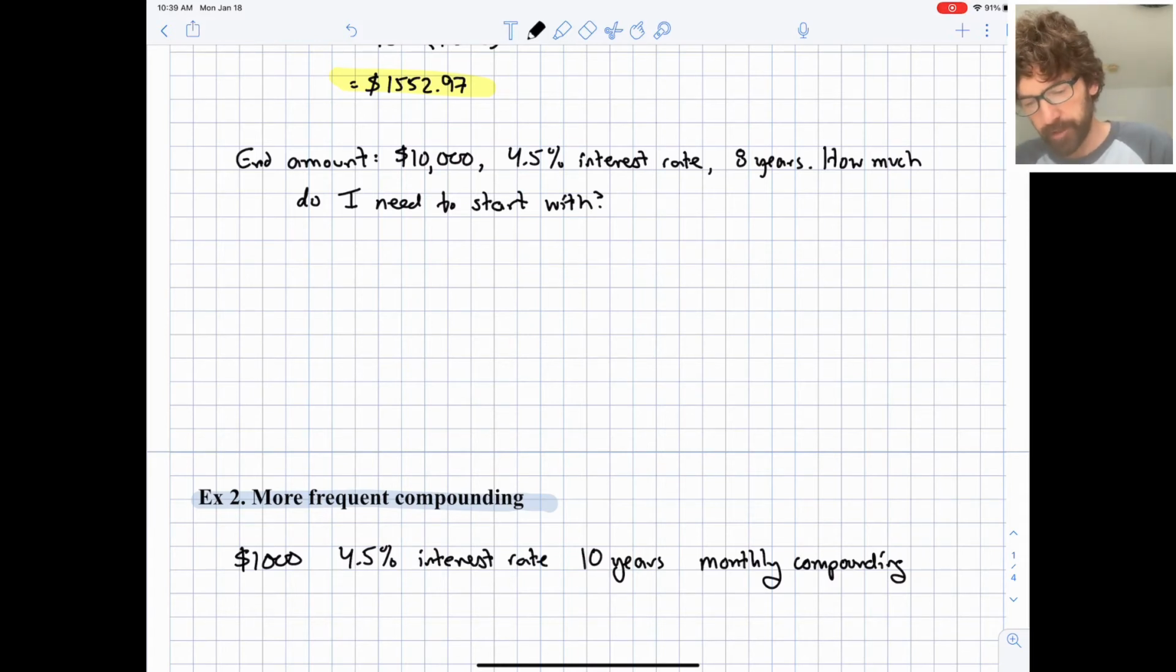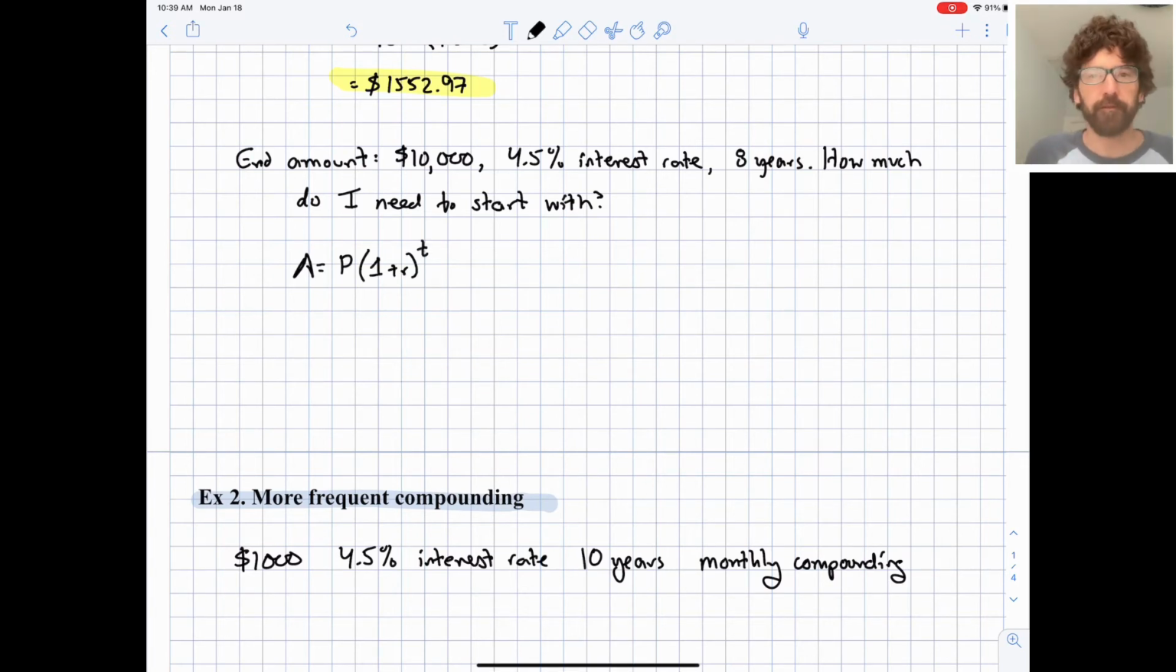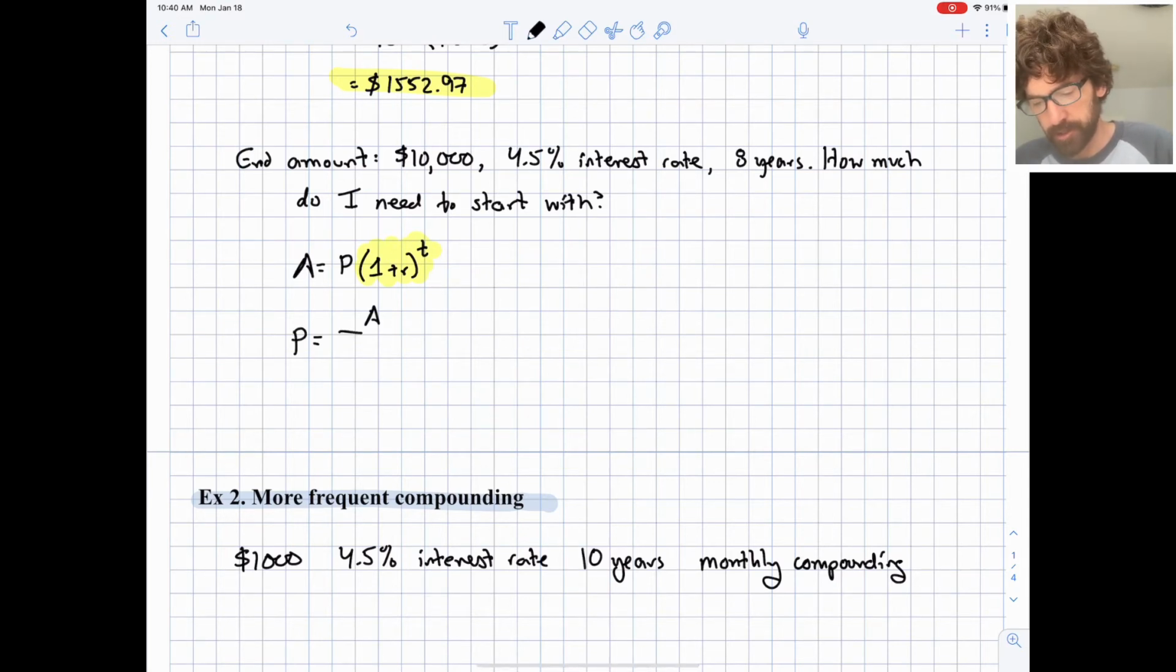If our formula that we're working with is this, we can simply solve for P, our principal, our starting amount, dividing both sides by this piece right here. And we will get our principal, or our starting amount, is going to equal this.